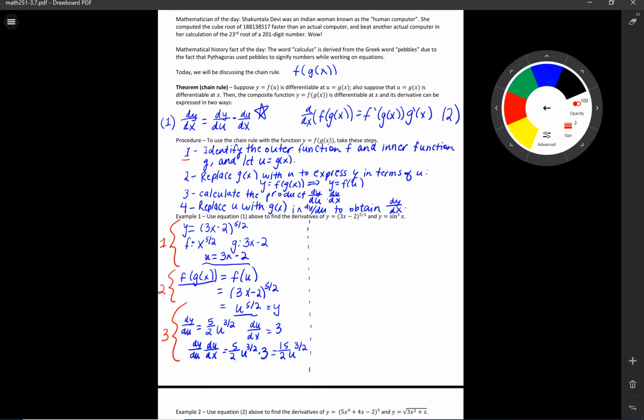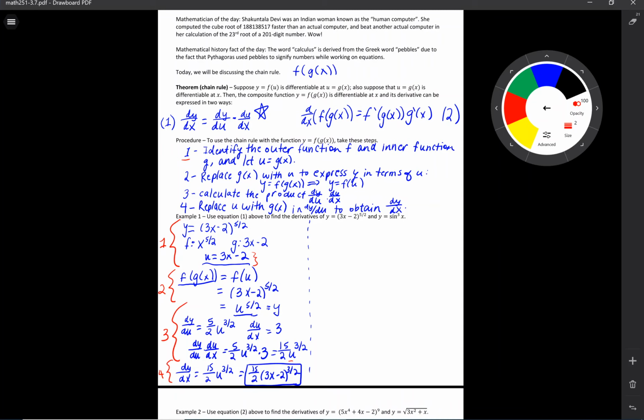My last step is I need to replace my u with this expression right here. So I see that dy dx is equal to 15 halves u to the power of 3 halves, and I know that u is equal to 3x minus 2. So this is my derivative. Again, I think most of us will prefer method number 2, which we'll do in the next example, but I do want to show you the two different methods.